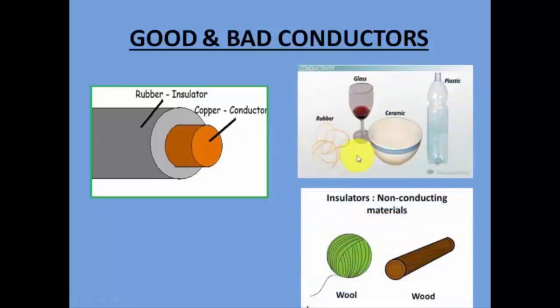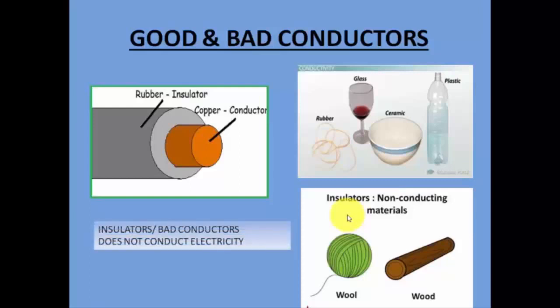Some bad conductors of electricity, the examples are like rubber band, glass, ceramic, plastic bottle, wool or wood. If we connect this wood in that simple circuit that we have learnt earlier, then the bulb will definitely not glow, because wood is also a very bad conductor of electricity. So these are a few bad conductors. You should know what good conductors are and what bad conductors are, and also their examples. Insulators are bad conductors. That means they do not conduct electricity.